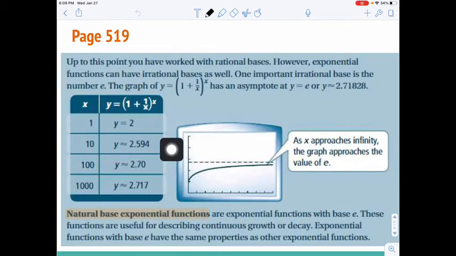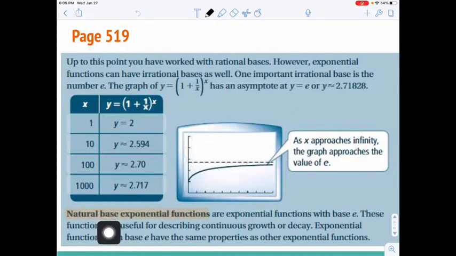We have a table of values that represents this function. If we plug in 1, we get y equals 2. If we plug in 10, we get y is about 2.594. If you plug in 100, you get y is about 2.7. If you plug in 1,000, you get y is about 2.717. And it gets closer and closer to 2.71828, but it will never touch it. So as x approaches infinity, the graph approaches the value e.